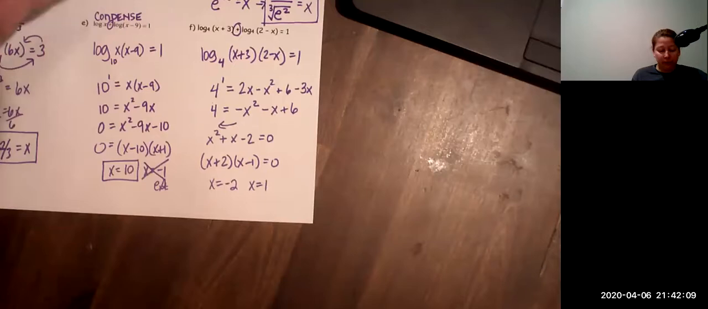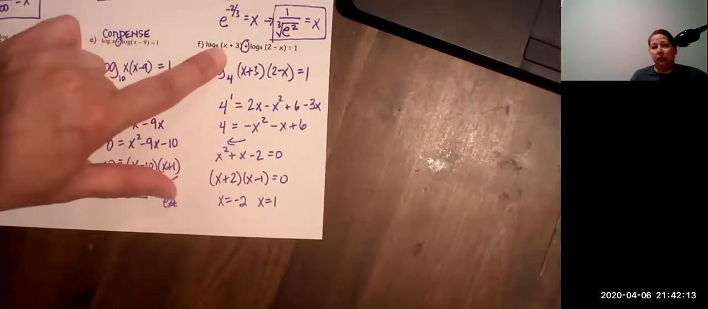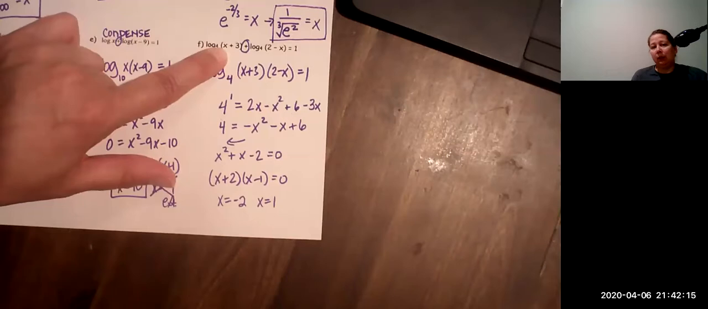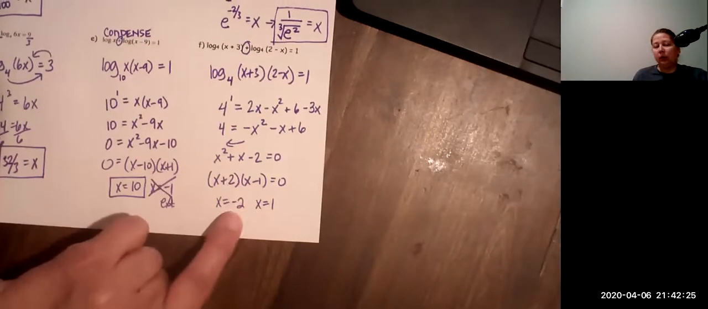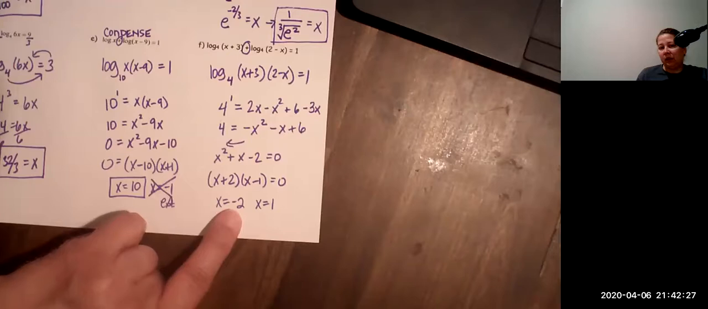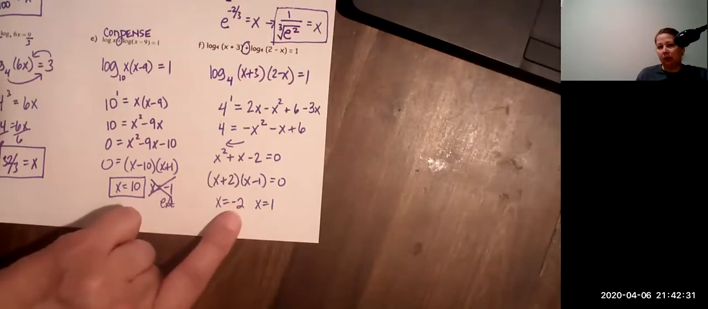We need to check to see that they both work, okay? If I plug negative 2 in up here, that ends up being still a positive 1. Negative 2 plus 3 is still positive, so that's okay. If I plug negative 2 into that one, I still get a positive. So negative 2 does work. So I don't want you to think that every time you get a negative answer that it's extraneous. It doesn't have to be extraneous. It could still work, all right?